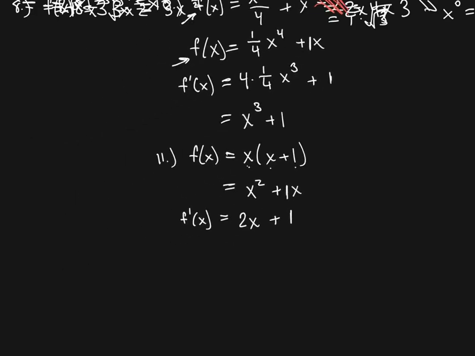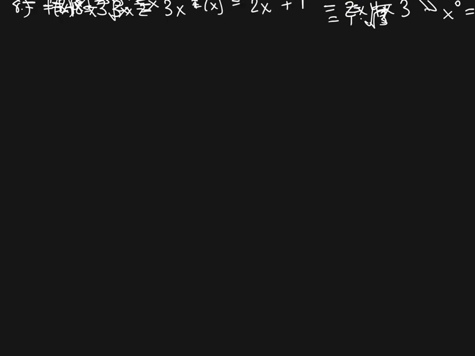Moving on. Problem 12. Problem 12 has that f of x is equal to x squared minus e squared. Now this is a little bit tricky. Not really, but it just requires you to know what e is. Well, e is Euler's constant. That's what it's called. And it's a constant term.